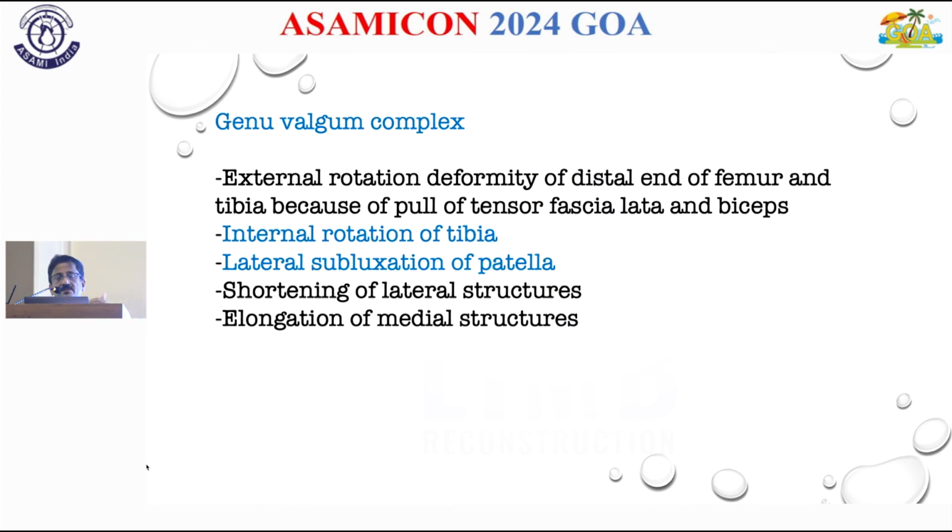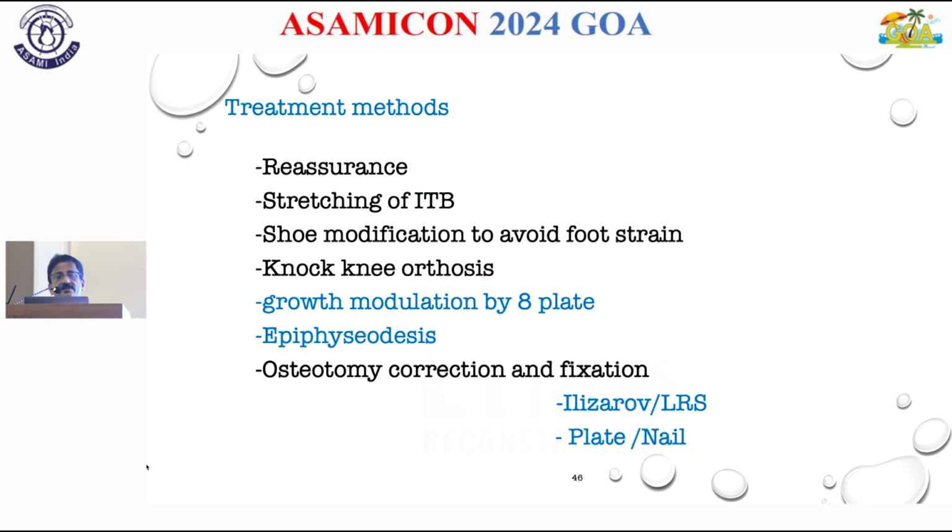So similar to the genu varum complex, you have the genu valgum complex also. That is external rotation deformity of the distal end of the femur and the tibia because of pull of tensor fasciae lata and biceps, and internal rotation of the tibia and lateral subluxation of patella, shortening of the lateral structures, and elongation of the medial structures. So the treatment methods again in genu valgum are conservative. We can do stretching of the IT band, shoe modification, knock knee brace, growth modulation, epiphysiodesis, and corrective osteotomy.